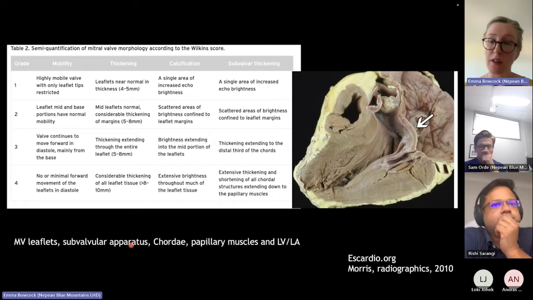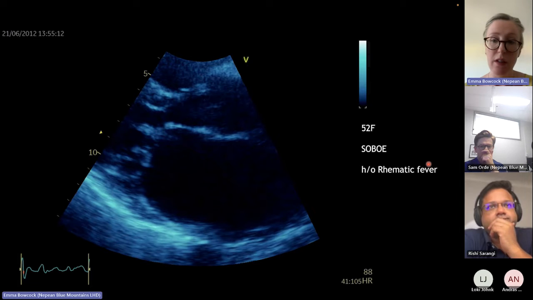So yeah, important to look at everything, and this is just showing that thickened anterior mitral leaflet that we would see as well. So another example.